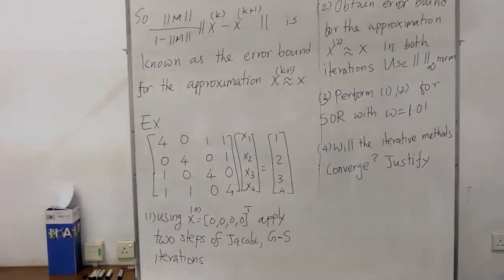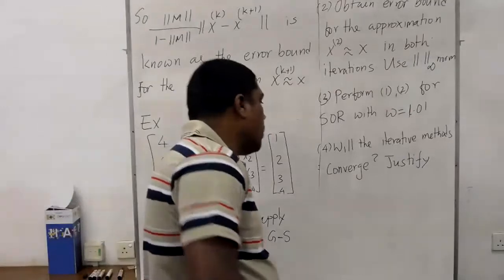So what I am going to do is the question for Jacobi iteration only. I will do part 1, part 2, and part 4 for Jacobi iteration for this example, and leave the Gauss-Seidel and SOR method as an exercise for you to do as homework.